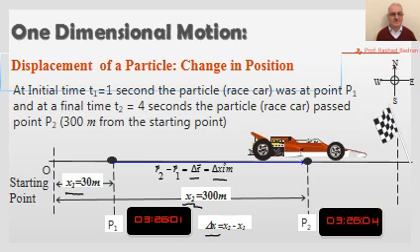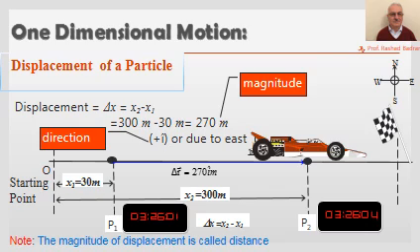If the change of position is positive, this means that the direction is towards the east. However, if it is negative, it means the direction is obviously towards the west. The final position of the car has a magnitude of 300 meters, while the initial position has a magnitude of 30 meters. By taking the difference between the final position and the initial position, we get 270. This represents the magnitude of the displacement vector.